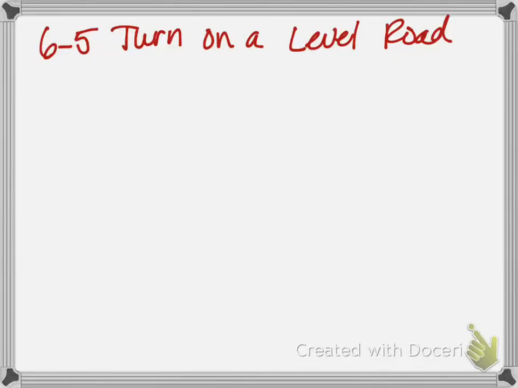Sample 6-5, a turn on a level road. This is a fairly easy problem once we get over the question of what's providing the centripetal force. So we have a car of mass M exits the freeway and travels around a circular off-ramp at a constant speed of 15.7 meters per second.